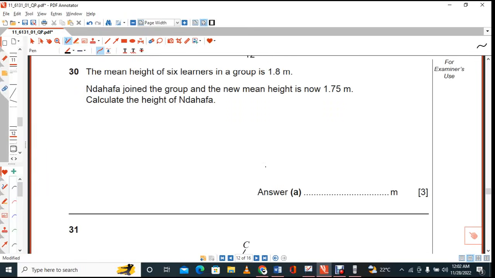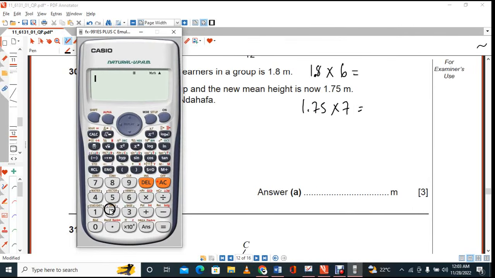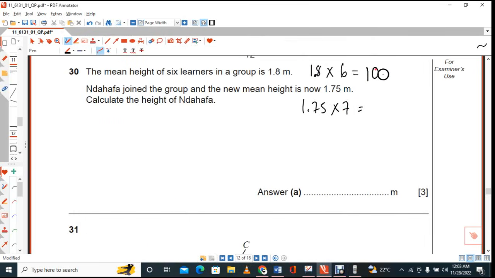The mean height of 6 learners in a group is 1.8. Dahafa joined the group, and now the mean height is 1.75. So let's first find the sum of the heights of all of them. You'll be saying 1.8 times 6 and 1.75 times 7. So we find the sum of the height when they are 6. I'll be saying 1.8 times 6. Well, that is 10.8.